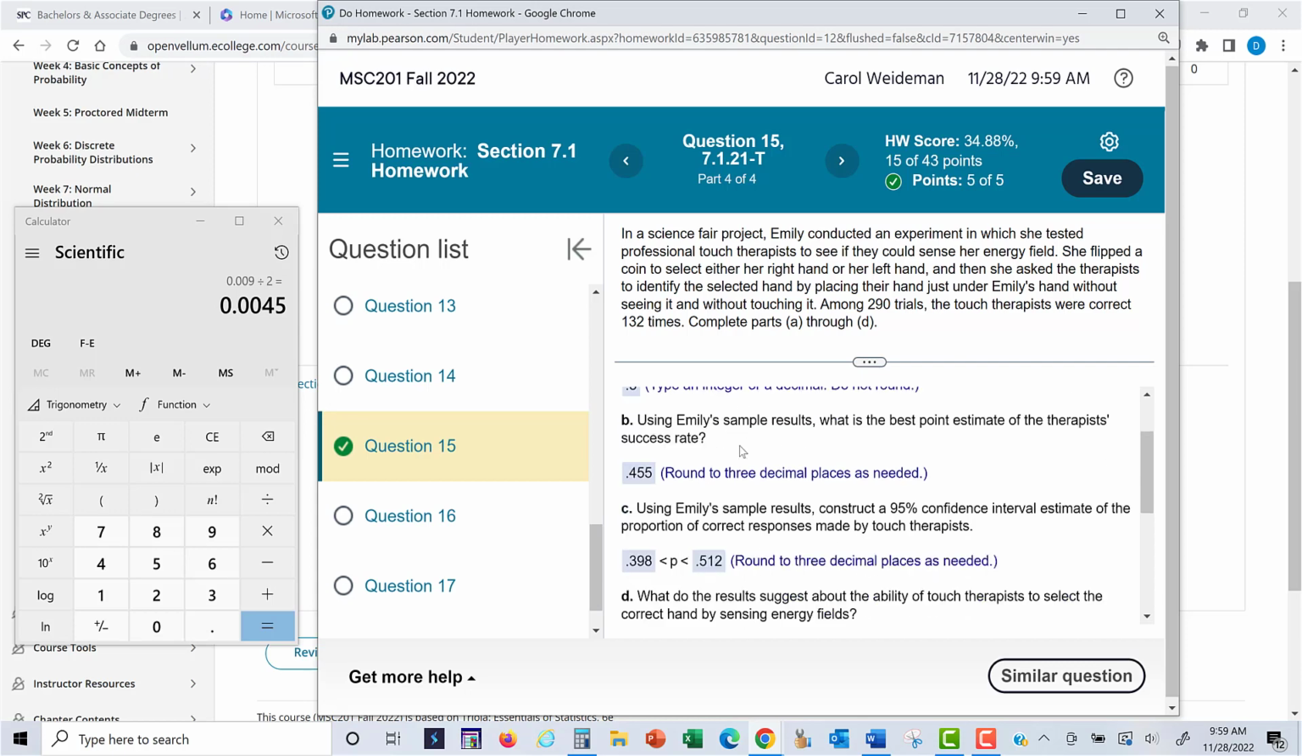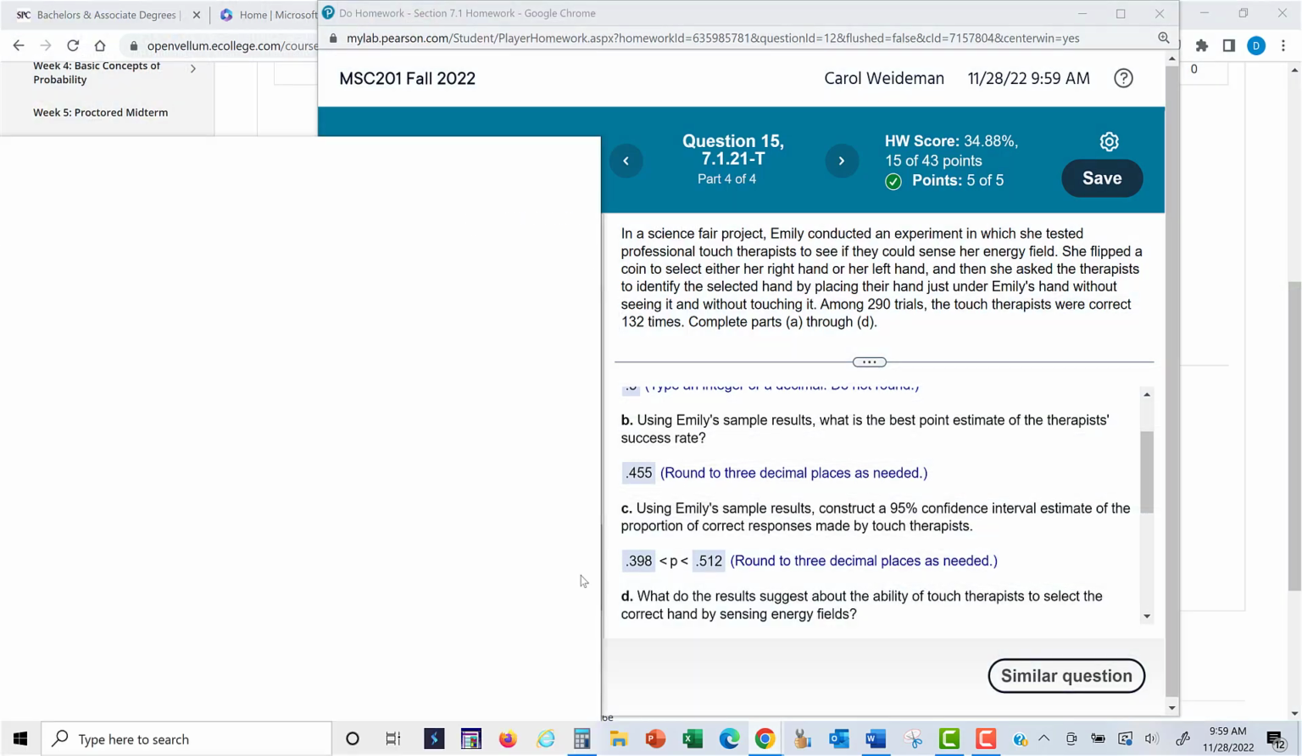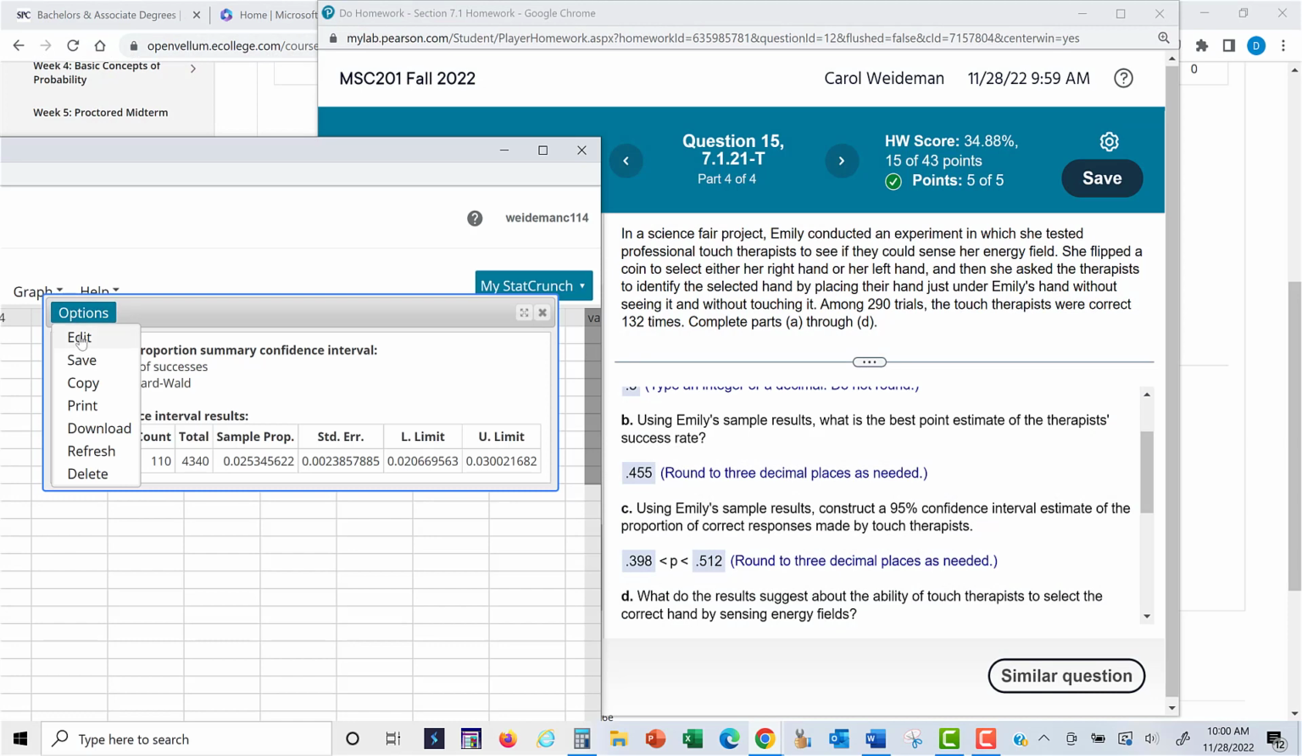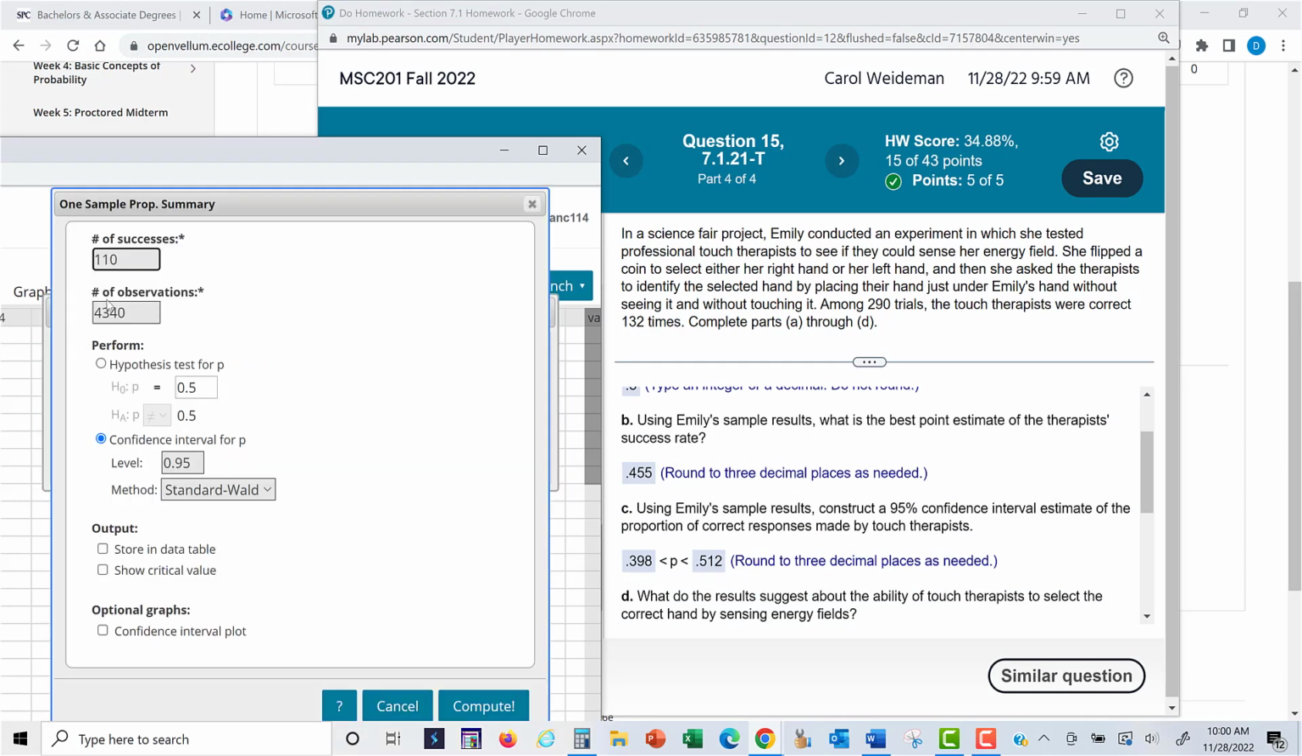Okay, and then again, the same steps for the next part that we just did. So if I go back to my tool, I can just go in and edit it and put in the data from this problem. So we have 132 times that they correctly picked out of 290. Oops, got an extra 0 in there. And down here, they're going to end up asking you for 95%, so we'll leave that at 95.